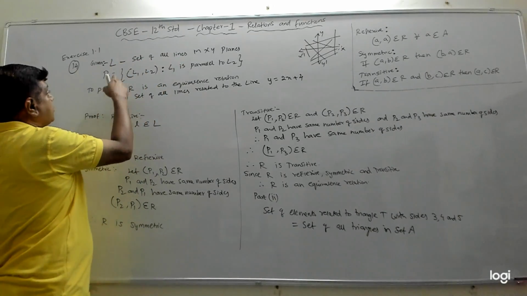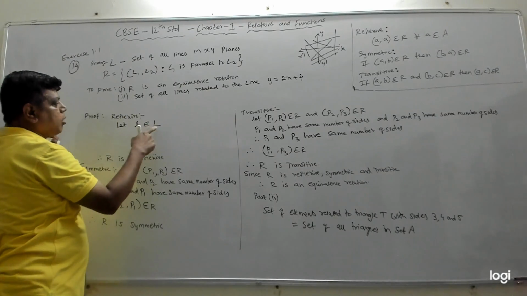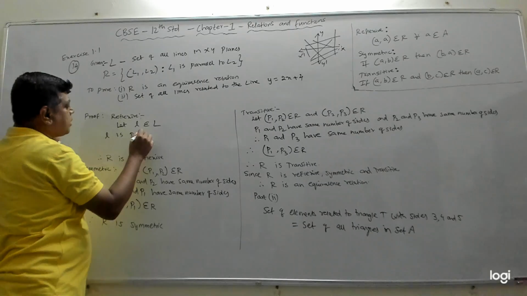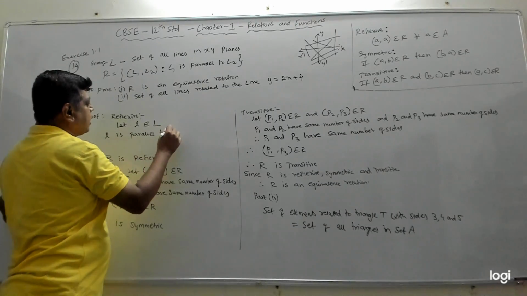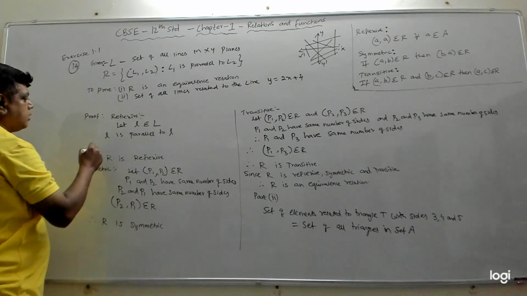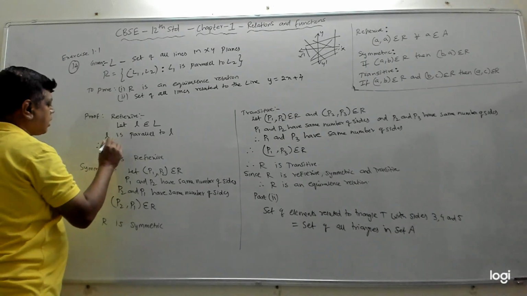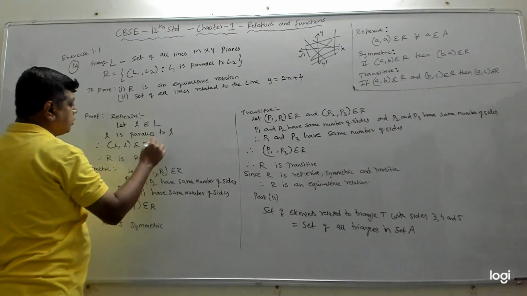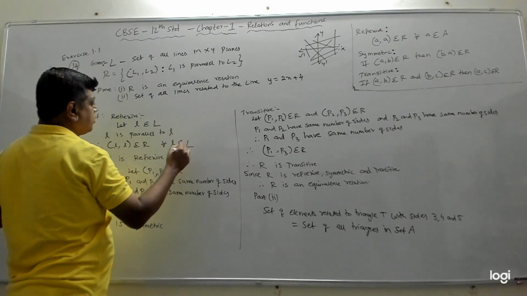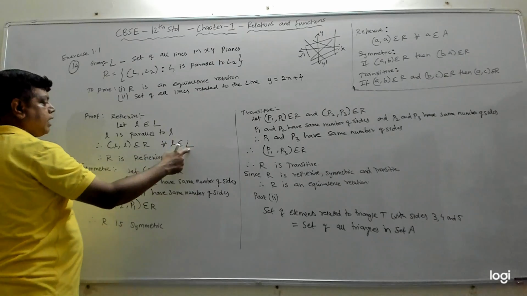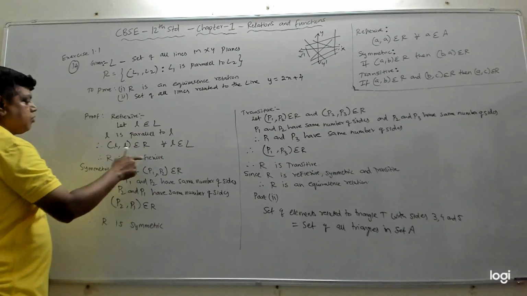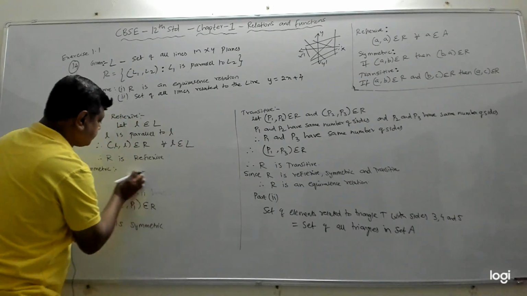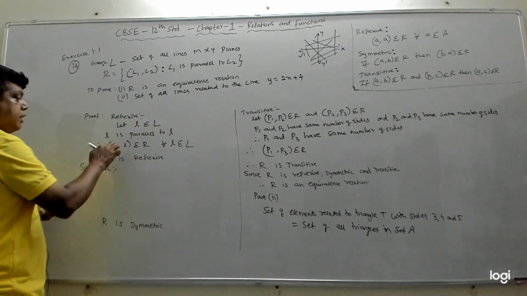The relation R is defined on the set L. Now let L belong to L. Then L is parallel to L. Any line is parallel to itself. Therefore, we can say (L, L) belongs to R for every L belonging to L. For every line in L, the line is parallel to itself. Therefore, R is reflexive. Now for symmetric. So in geometry, every line is parallel to itself.